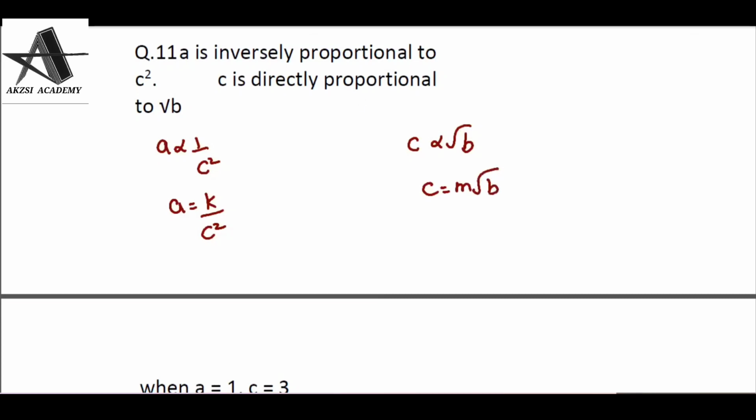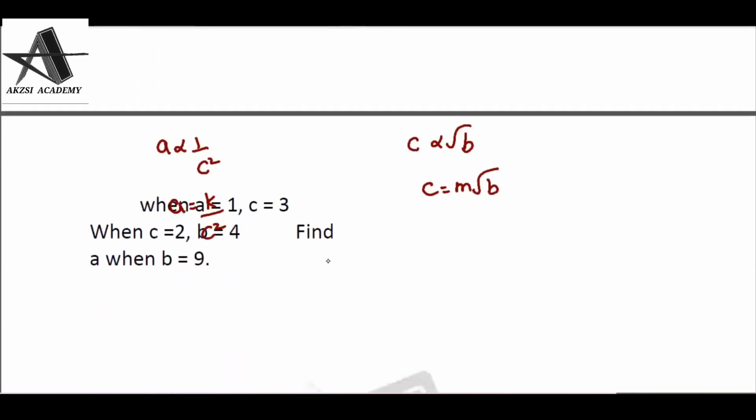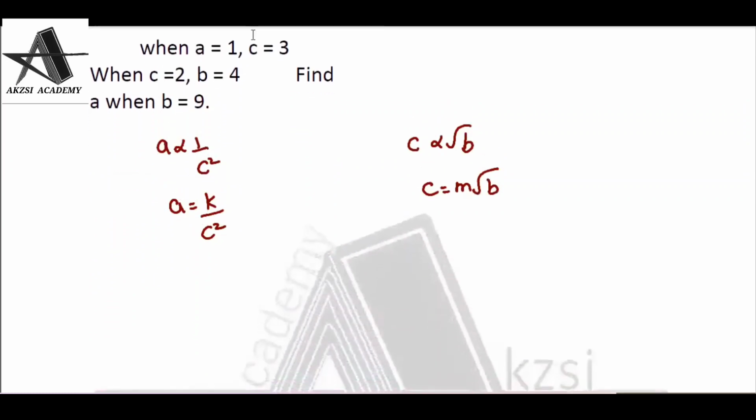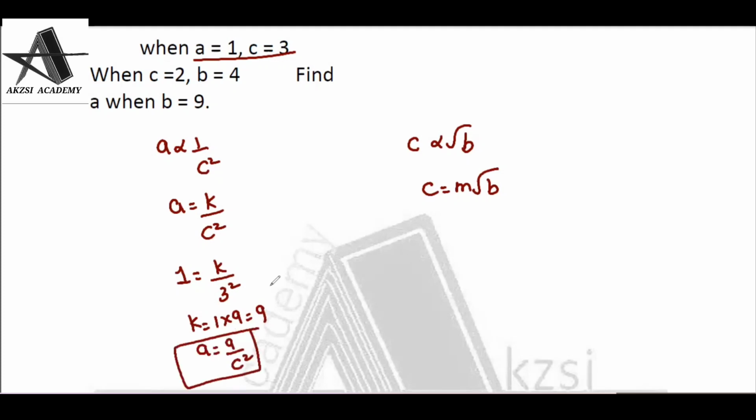We have done these questions. So now I am doing this simultaneously. Now the value of a and c is given. So for the first one, a and c is given so that I can calculate the value of k. Replace a with 1 and c with 3. We'll get k as 1 times 9, that is 9. So if k is 9, put the value here. A is equals to 9 over c squared. This is our final equation from here.